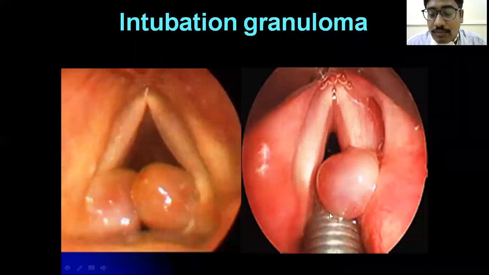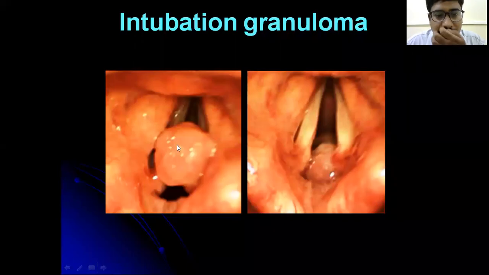But if the tube is small and compressing only on one side, that means the anesthesia machine is kept on one side only, and the tube is supported and pulled towards one side, it leads to formation of unilateral granuloma. So the intubation granuloma can be unilateral or bilateral, depending on the size of the tube and the position of the tube. So this is intubation granuloma.